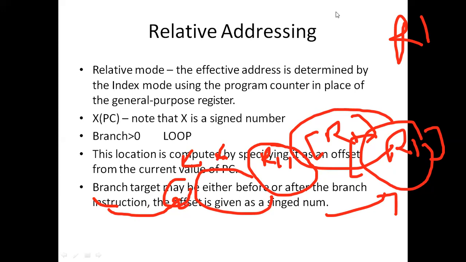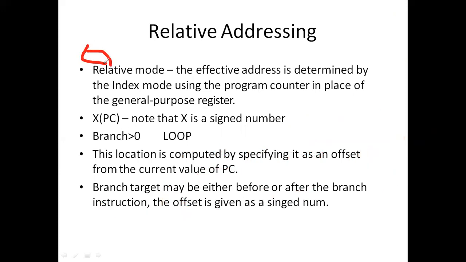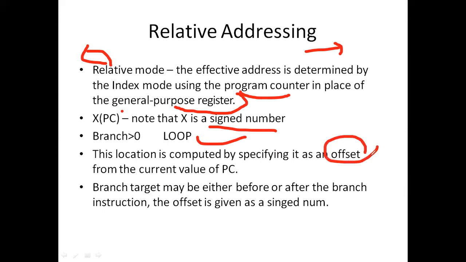Then relative addressing. By the term relative, we are trying to define the address with respect to, or with reference to, another one. So the effective address is determined by the index mode using the program counter in place of the general purpose register, because the program counter is pointing to the current address. Now say X plus PC. Note that X is a signed number. Branch greater than 0, loop: this location is computed by specifying it as an offset from the current value of PC.